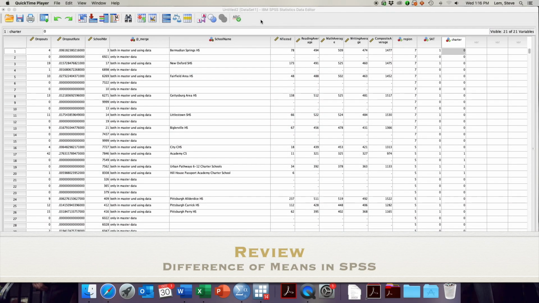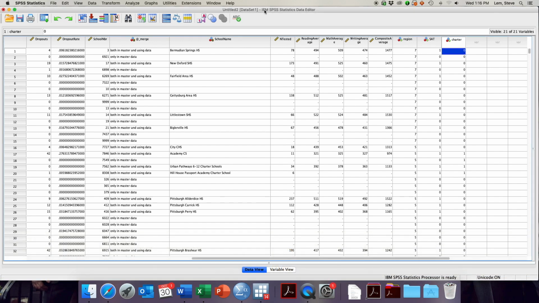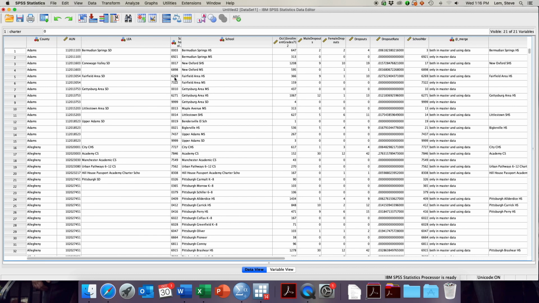All right, so here we have a data file open. This is our SAT data file for schools in Pennsylvania. We're going to use this data file to demonstrate how we conduct difference of means tests in SPSS. So you can see here that the unit of analysis for this data file are schools in Pennsylvania.